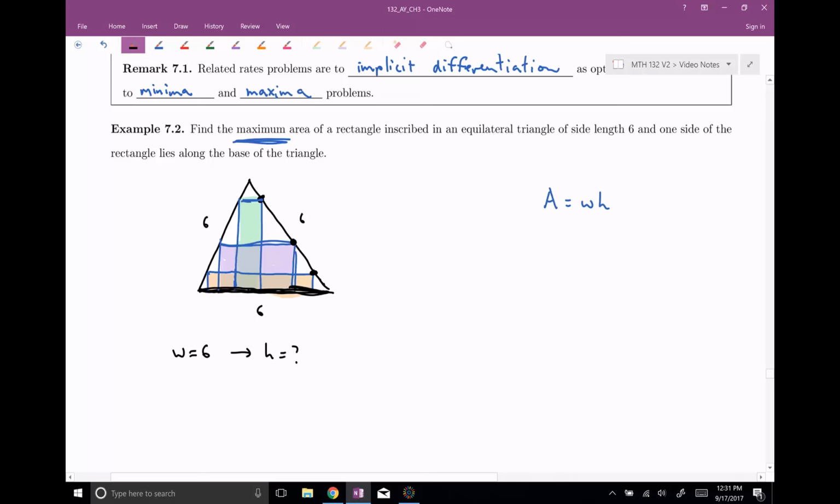And the height of your rectangle would be 0. There couldn't be any height to it because it needs to fit in this tiny corner right here. So the height would be equal to 0.